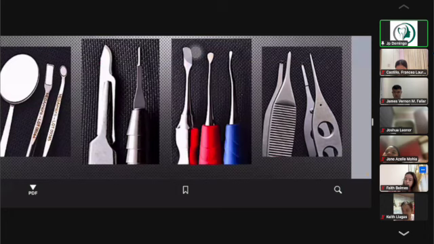So these pictures show the comparison of standard-size instruments and the microsurgical instruments. Okay? So look at the standard ones, those are on the left side. And the microsurgical ones are on the right side. Let's begin with the mouth mirror.